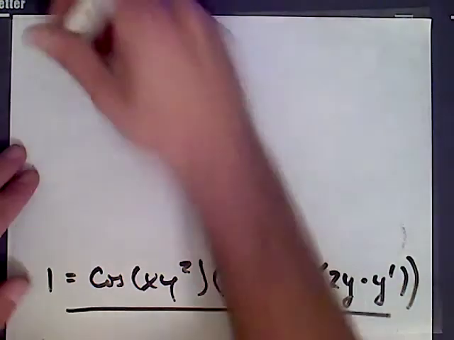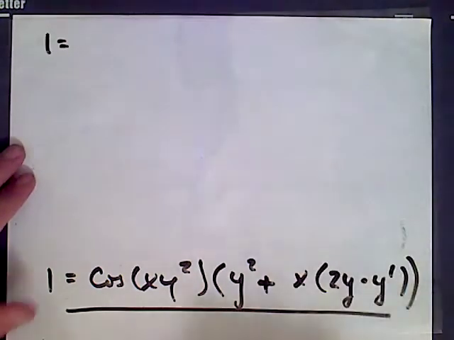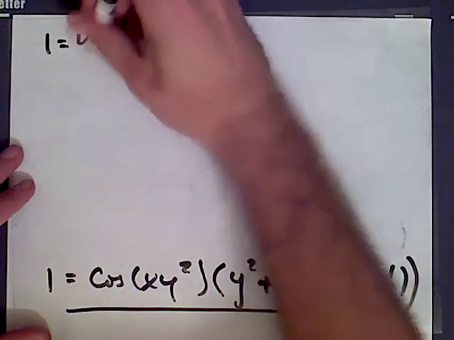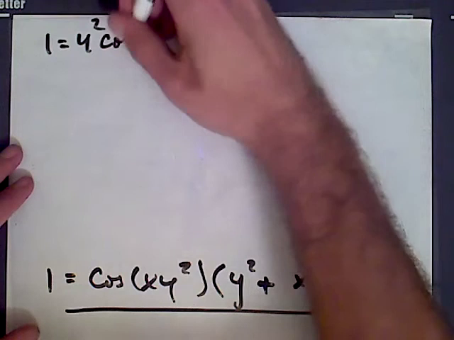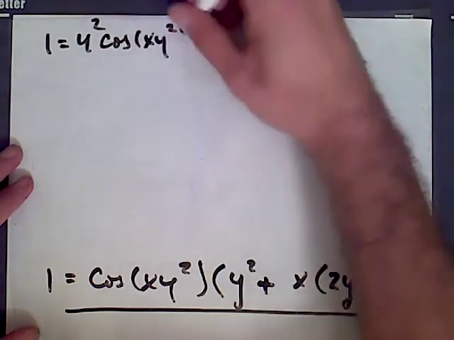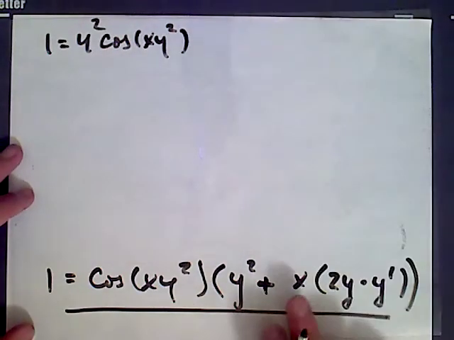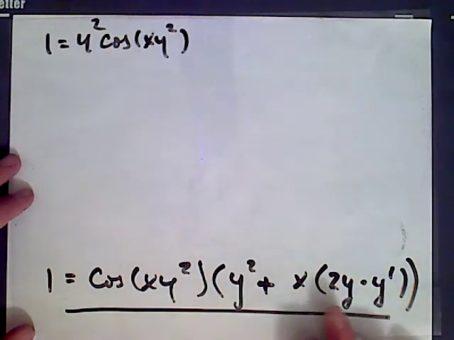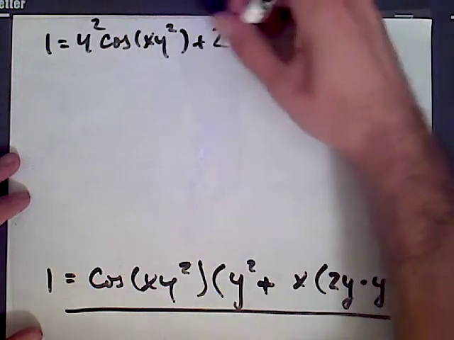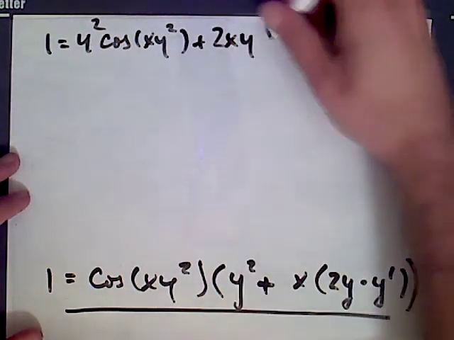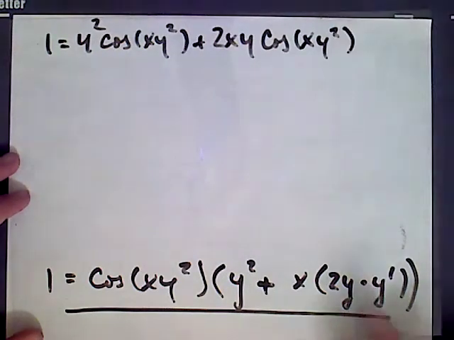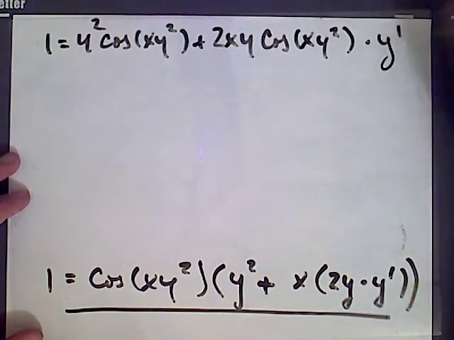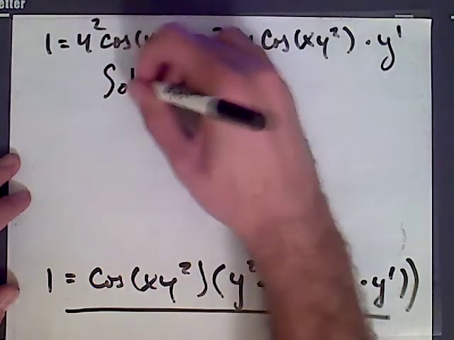Okay, let's collect all the terms involving y prime. Here we have y squared times cos of x y squared, plus x times cos of x y squared times 2y times y prime. So altogether, we have 2xy times cos of x y squared multiplied by y prime. Okay, so here, solve for y prime.